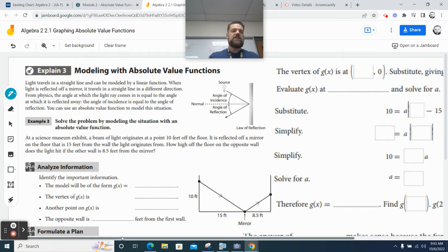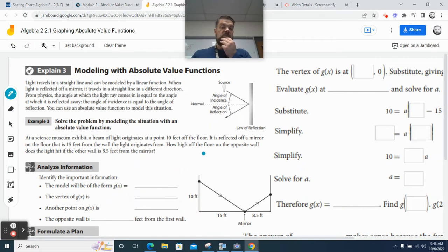All right, so real quick, it says light travels in a straight line and can be modeled by a linear function. When the light is reflected off the mirror, it travels in a straight line in a different direction. From physics, the angle in which the light ray comes in is equal to the angle in which it is reflected away. The angle of incidence is equal to the angle of reflection. You could use the absolute value function to model this situation.